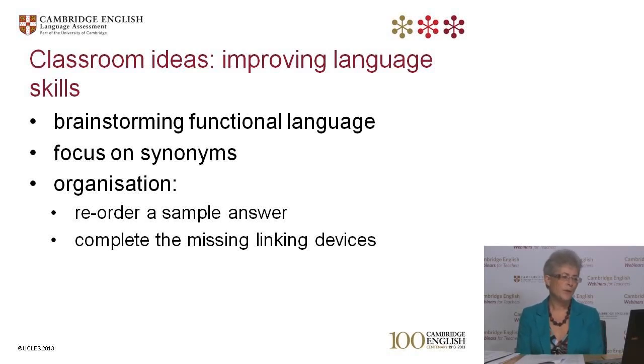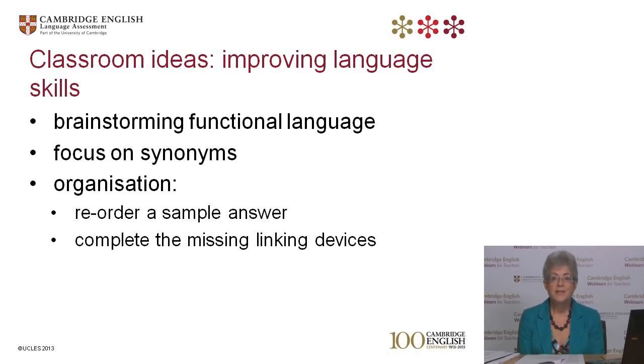To help learners to write more coherently, you could do some work on organisation, such as making a sample answer, like the ones we looked at earlier, into a jigsaw text, and then the students have to reorder the text into a logical structure, using the linking devices and content as a guide. This can really help them to think about how ideas in a text are structured.